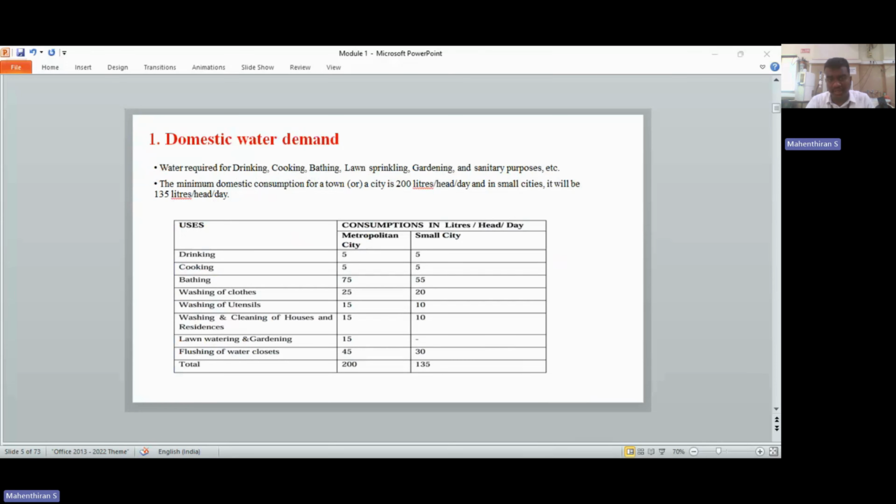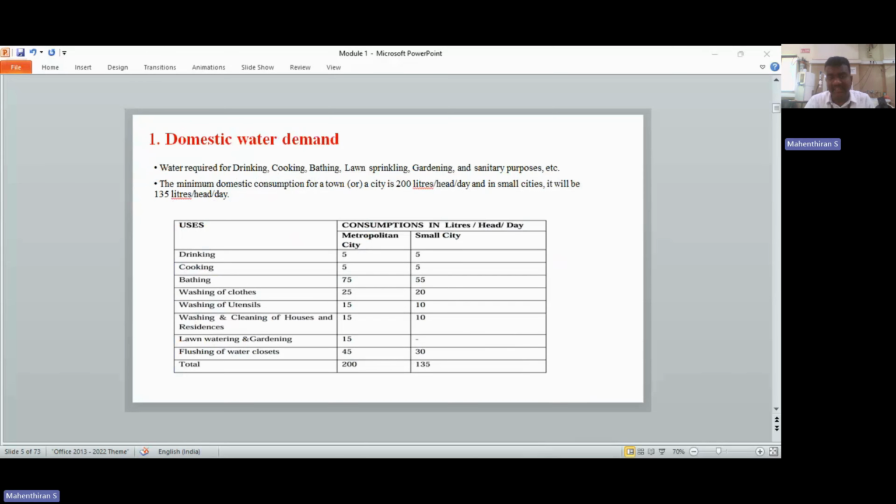Next one is cooking. For cooking, in both metropolitan and small cities, it is 5 liters. Again, you can observe that the cooking requirement remains fairly constant.